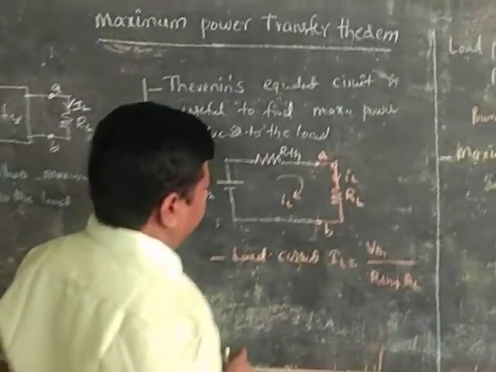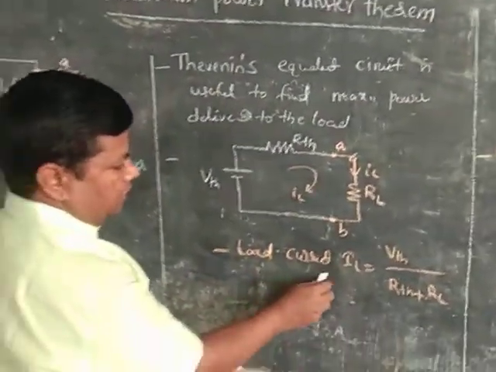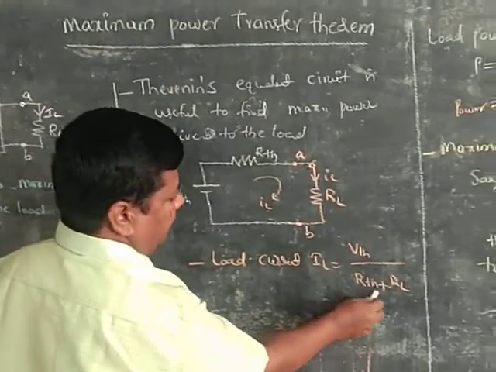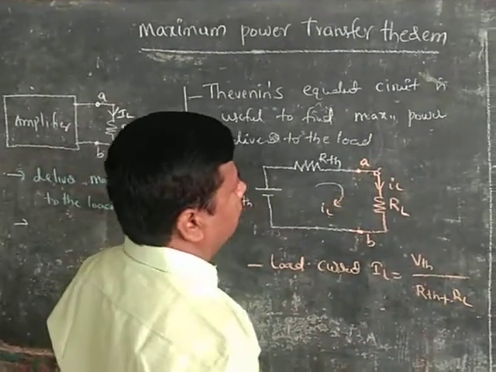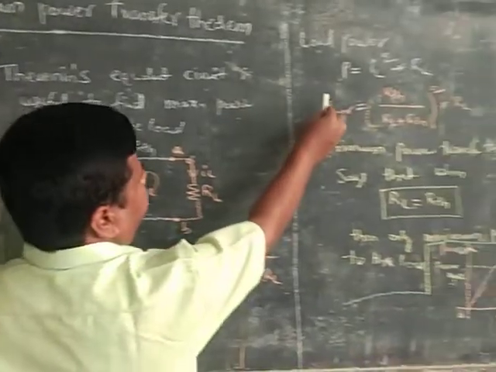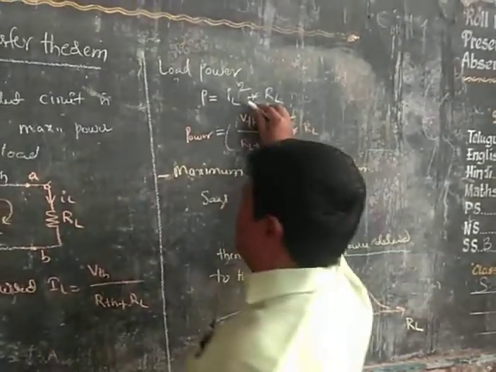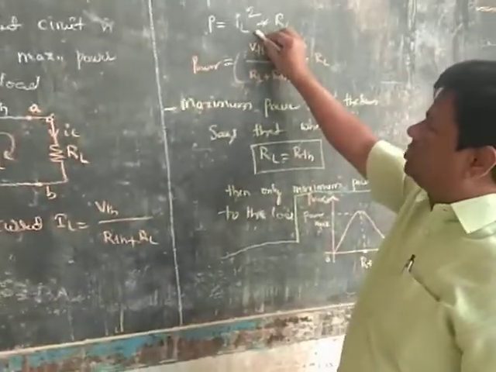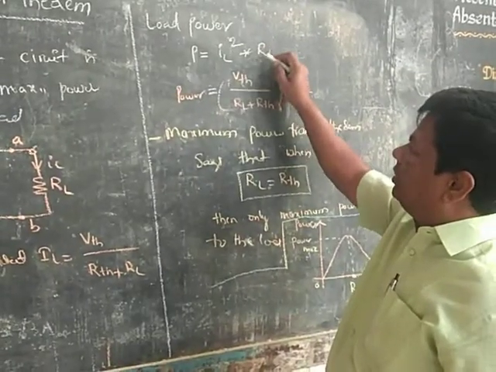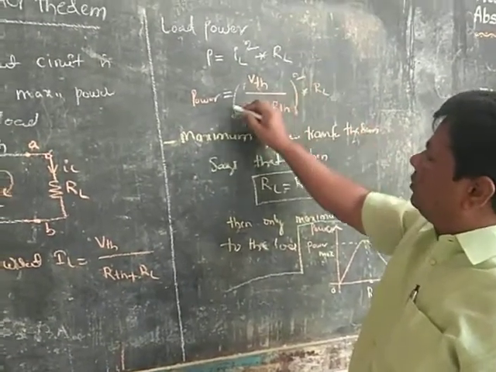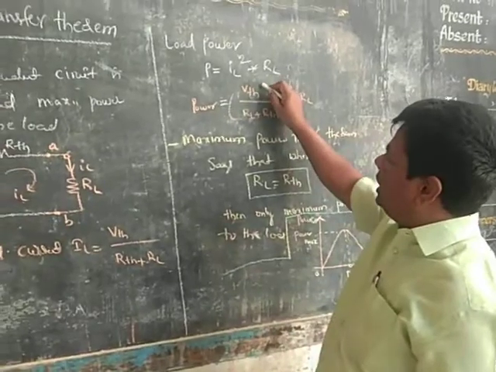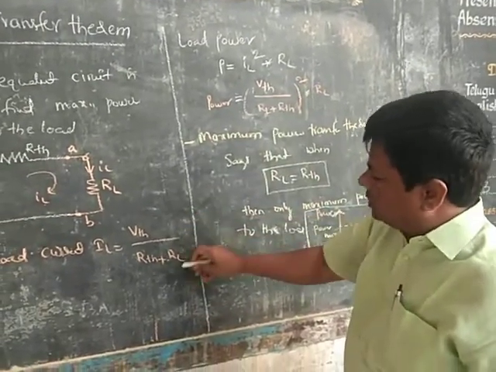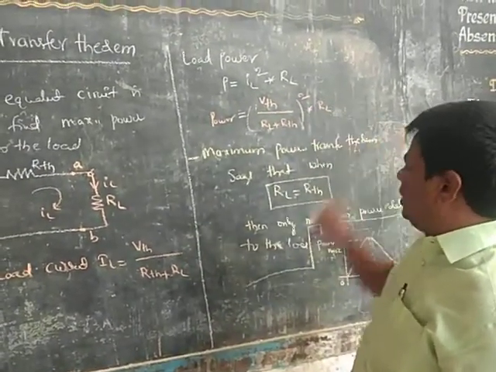Connect the load like this. By using this circuit, load current is equal to V Thevenin by R Thevenin plus RL. From that, the load power P is equal to I_L square into RL, which is equal to V Thevenin by R Thevenin plus RL whole square into RL.